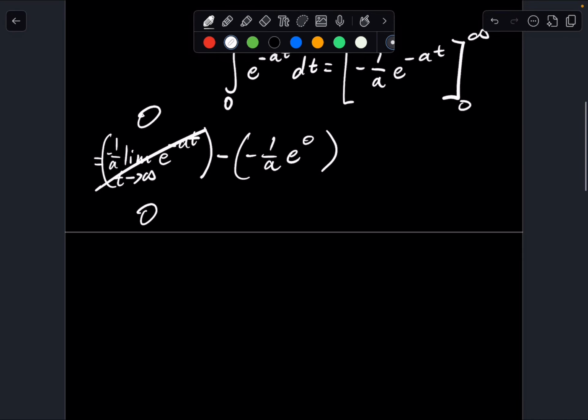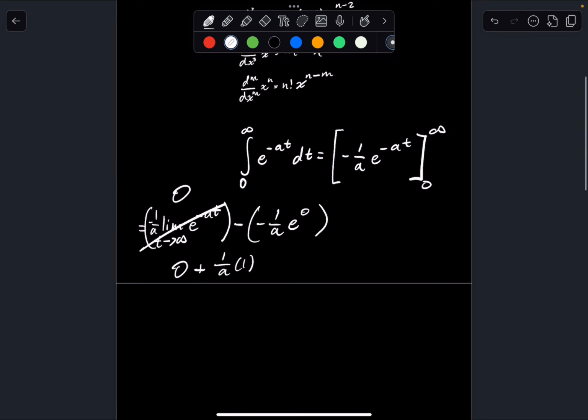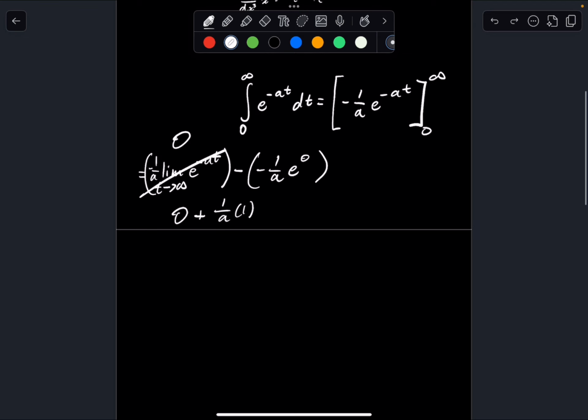So we have 0 right here, and then this minus becomes a plus. So we have 0 plus 1 over a, and what is e to the 0? e to the 0 is just 1. So, ladies and gentlemen, this integral from 0 to infinity of e to the negative at dt is equal to just 1 over a. Quite beautiful, isn't it?